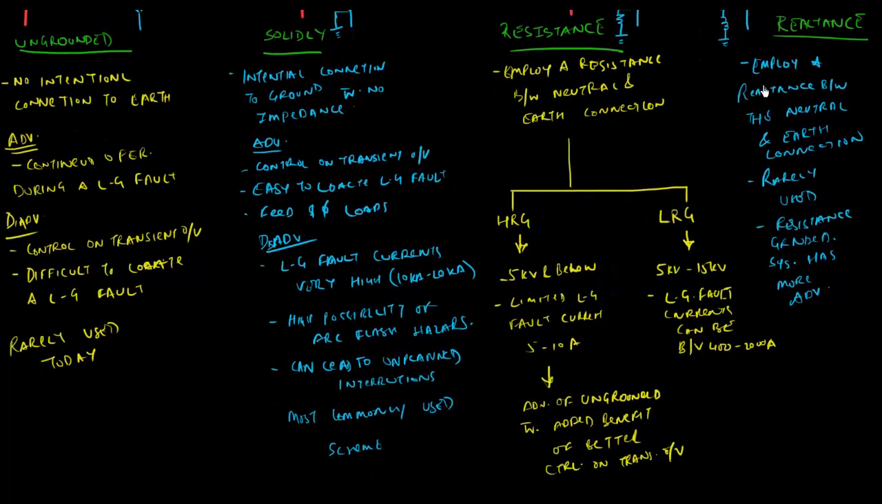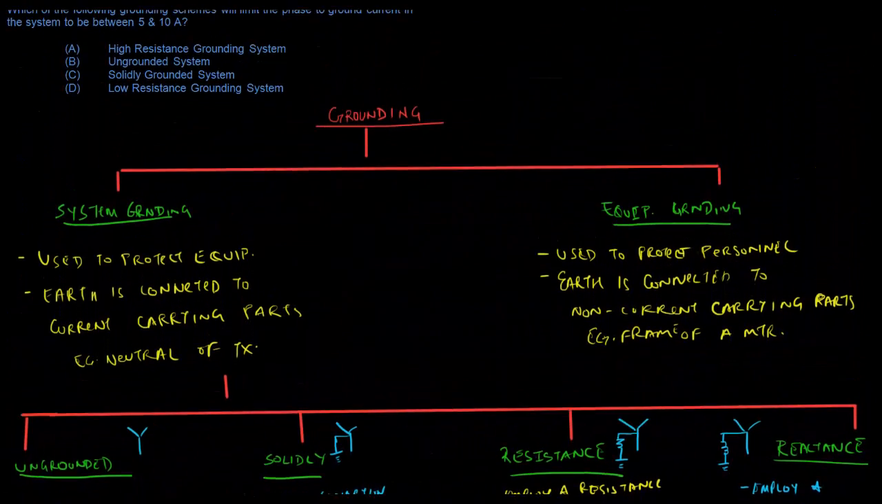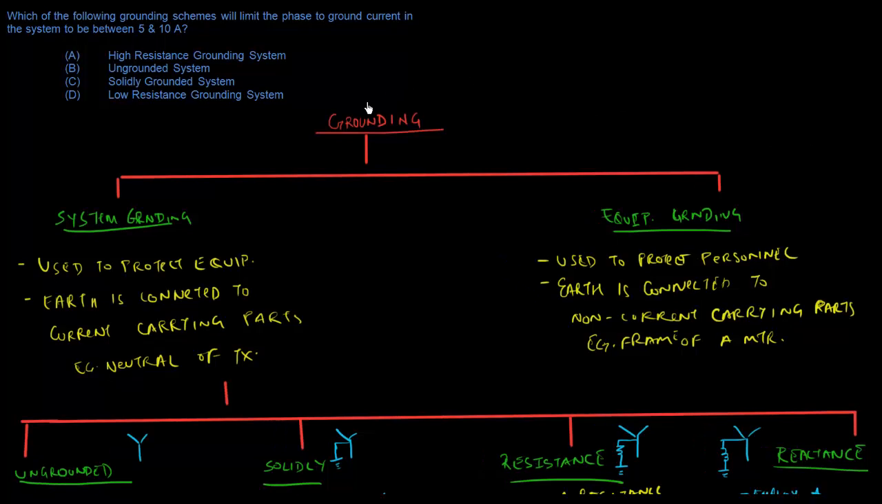So now that we know a little bit behind all of these schemes, if we go back to the question and look at it again, what we've been asked is which of the following grounding schemes will limit the phase to ground current in the system to between 5 and 10 amps. So we know in an ungrounded system that's not true, because really you're not limiting the current at all. There's no current flowing into the system. In a solidly grounded system, you don't limit the current, you'll get very high currents. In a low resistance grounded system, we've seen the currents can be between 400 and 2000 amps.